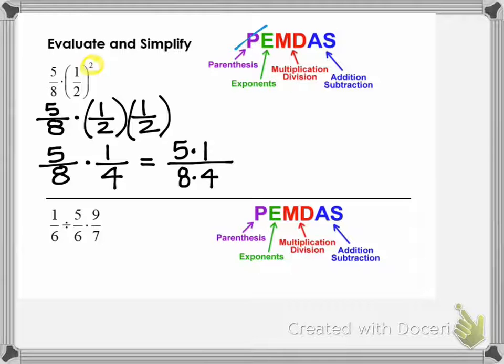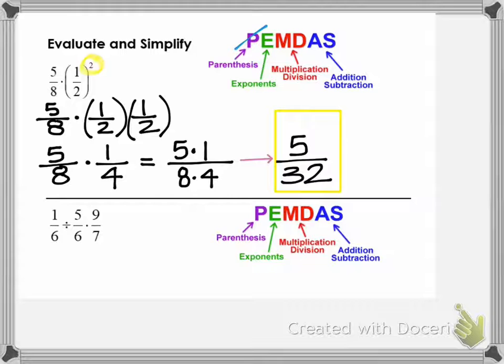What I'm going to do is show you that all we do when we multiply fractions is we multiply the numerators and multiply the denominators. So I have 5 times 1 in my numerator and 8 times 4 in my denominator. So my final answer is 5/32. Let's take a look at the second problem.